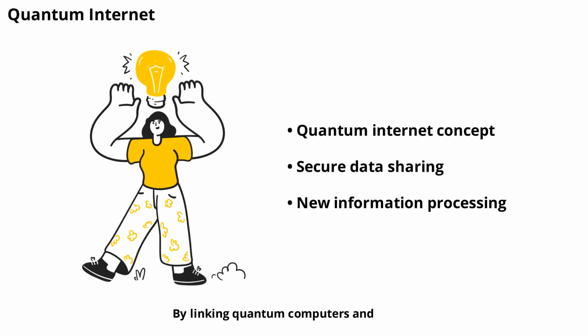By linking quantum computers and devices through quantum communication channels, we could create networks that are fundamentally secure and capable of new types of information processing. While still in its early stages, the quantum internet could transform how we share and protect data.